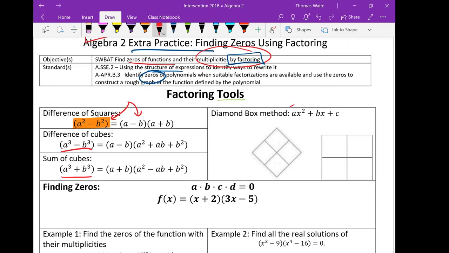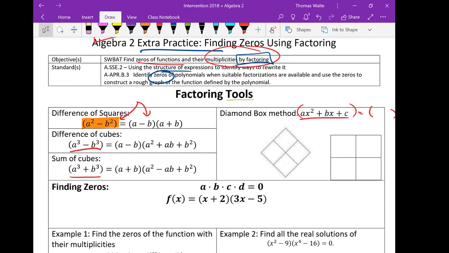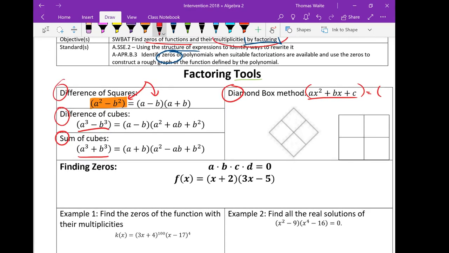Or if it's a quadratic, in another video, our diamond box method video, we talked about ways we could use the diamond box method to factor our quadratic into two different pieces. So we're actually going to be using all of these different methods today: difference of squares, difference of cubes, sum of cubes, and the diamond box method to help find our factorizations and then also help us find our zeros. Okay, I'm not going to spend too much time recapping how to use these. We'll see them as we go.